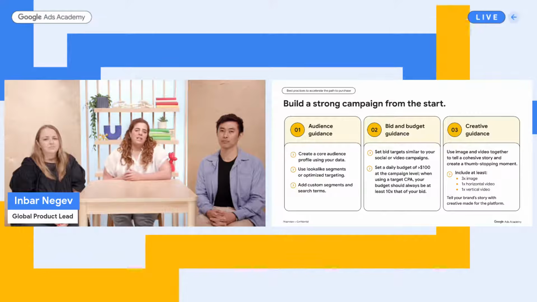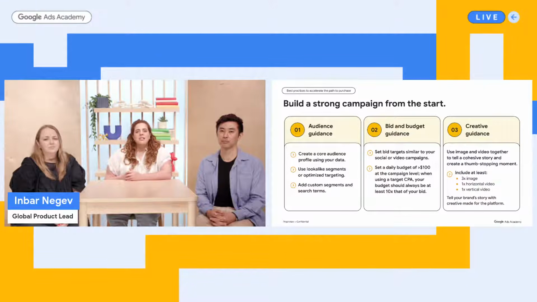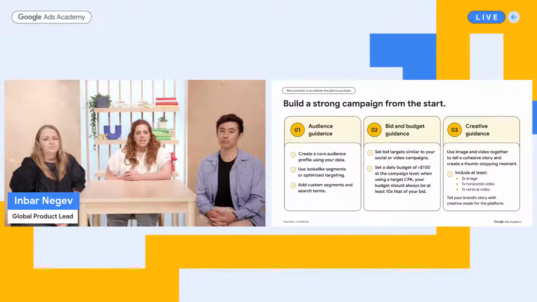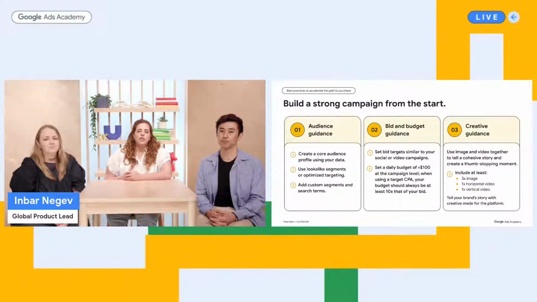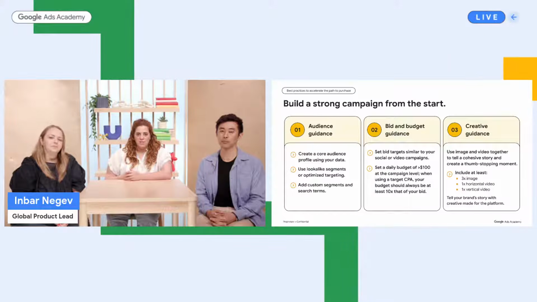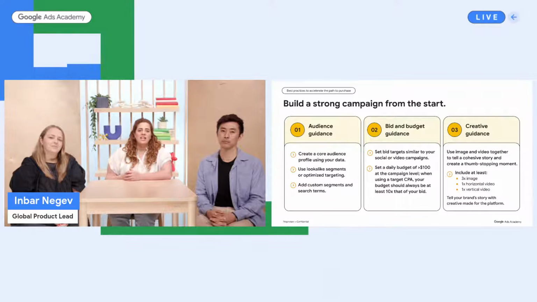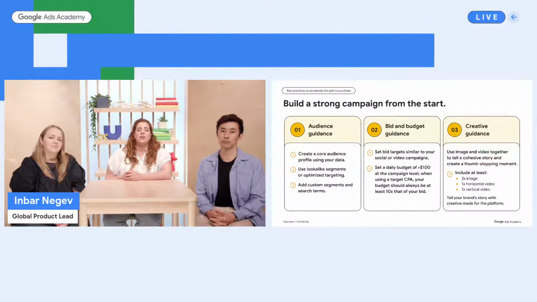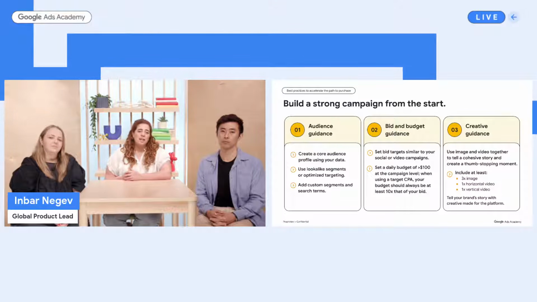Next, let's talk about bids and budgets. We want to set a target that is similar to your social video campaigns, as demand gen serves ads in a visual feeds environment. We want to ensure that your budget is at least 10 times your target bid. This is important so bidding has enough runway to learn. For example, a $10 target CPA needs more than a $20 daily budget for the bidding to actually learn effectively.